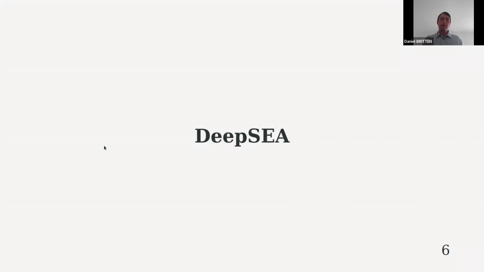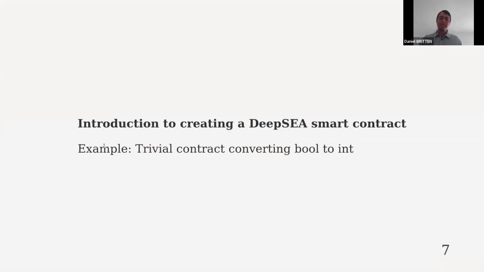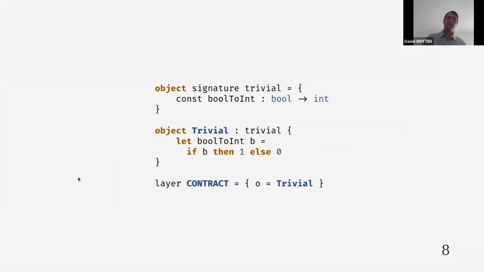To give you a taste of what this is like, I'm going to discuss a trivial contract converting a Boolean to an integer. And then I'll discuss later on some work that I've done with a crowdfunding smart contract, which is less trivial. So this is a DeepSEA contract. This is the full contract. There's nothing missing here.